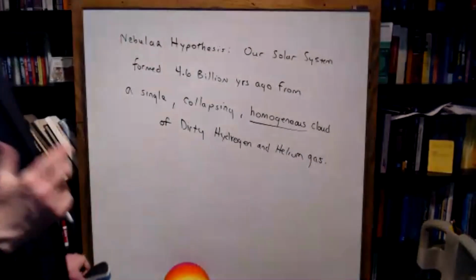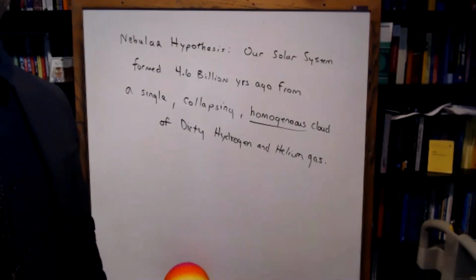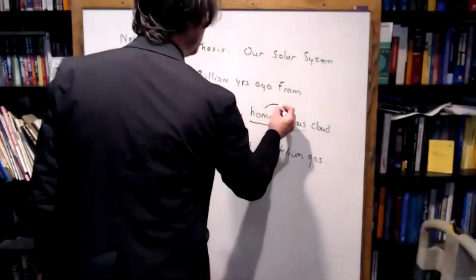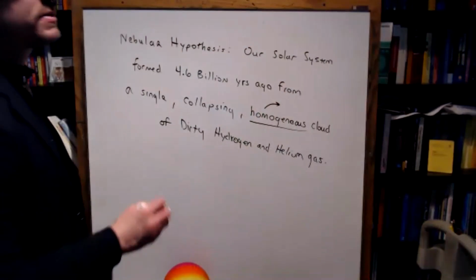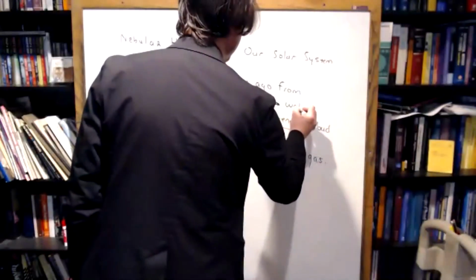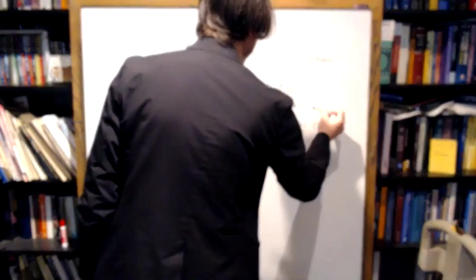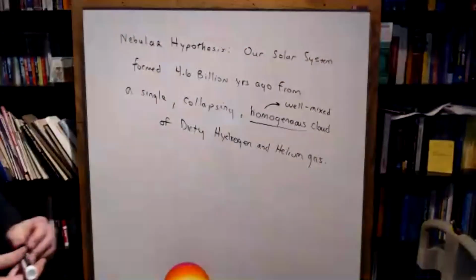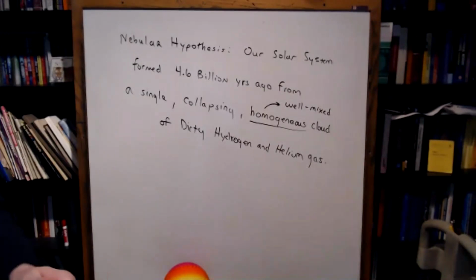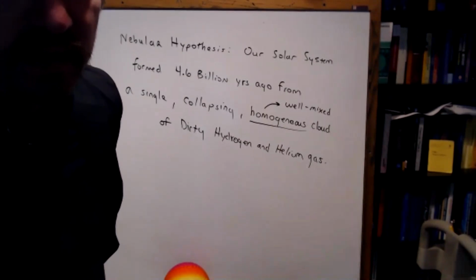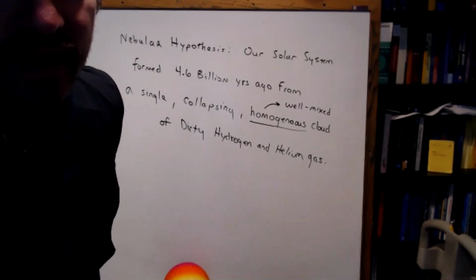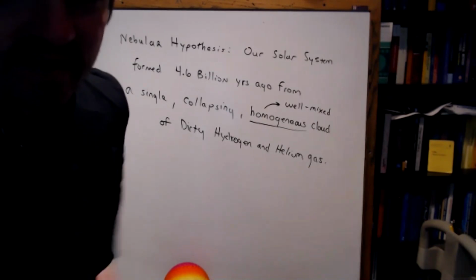You guys know what I mean by homogeneous, right? Homogeneous means well mixed, like pancake batter or something. Homogeneous is uniform, smooth, not lumpy. It's a paste. Oh, someone was chatting, probably the answer, and I didn't read it.